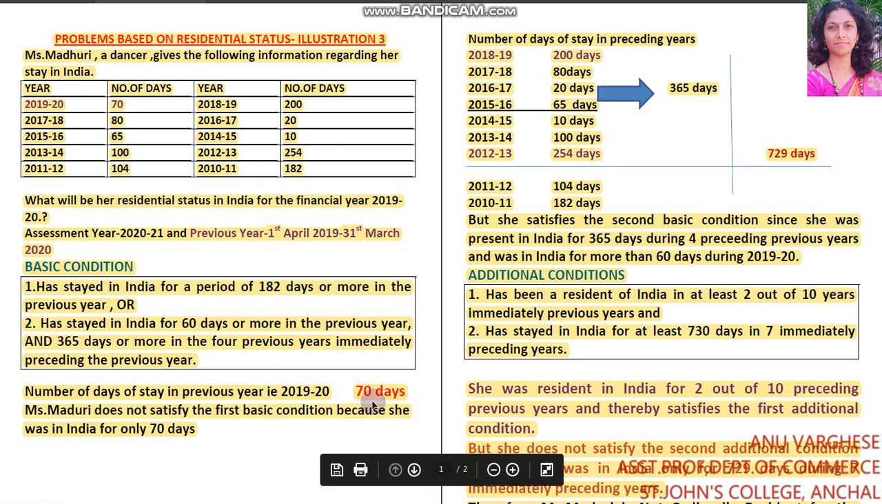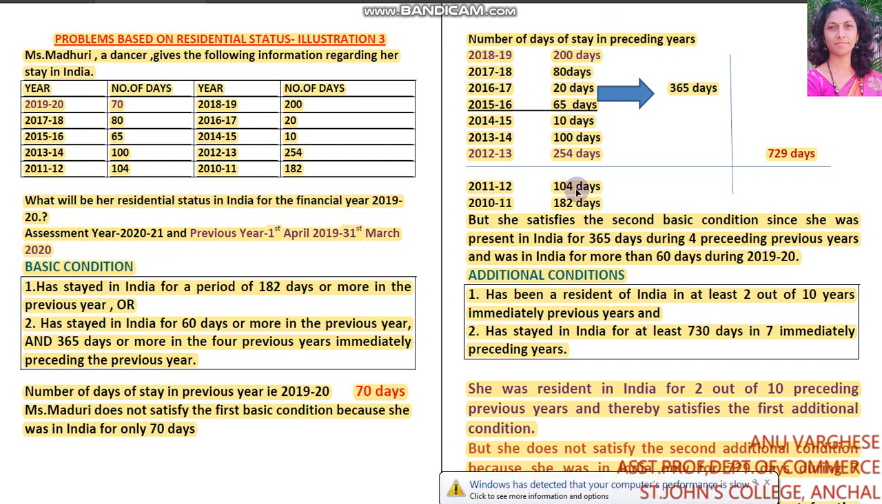Now we have to check whether she is ordinarily resident or not ordinarily resident. For that we have to check additional conditions. For that you need to write 10 previous years immediately preceding the previous year and corresponding number of days of stay. Look at these years and number of days of stay.